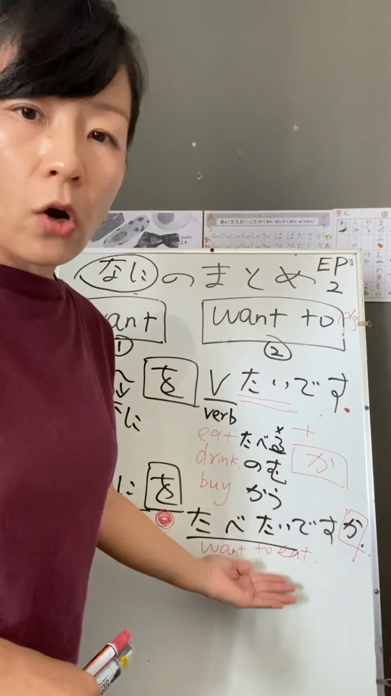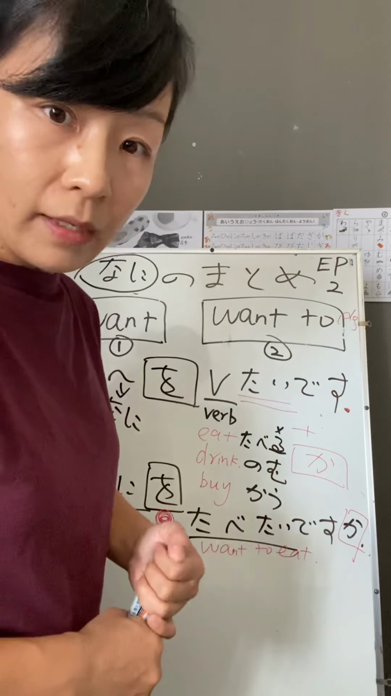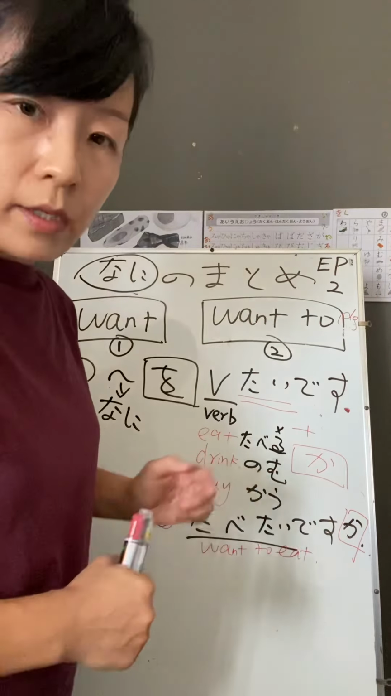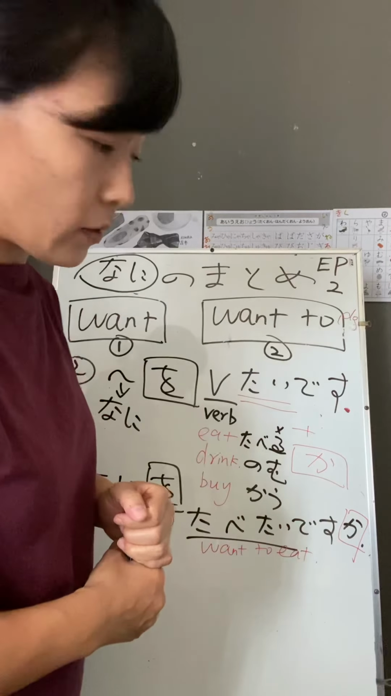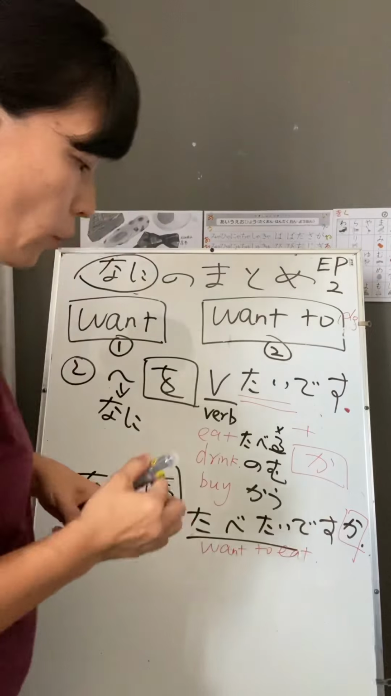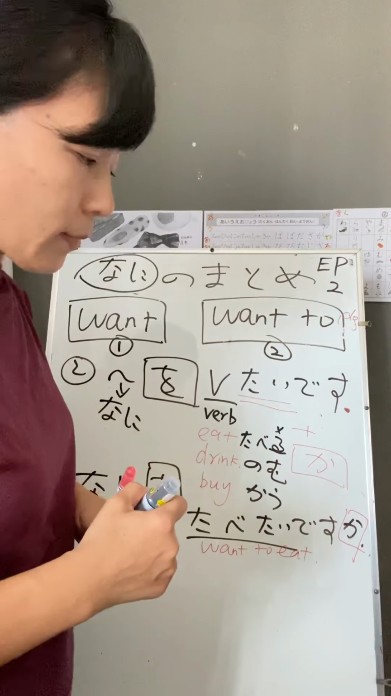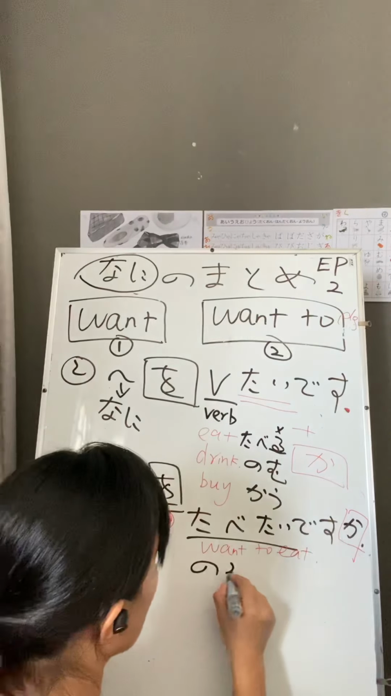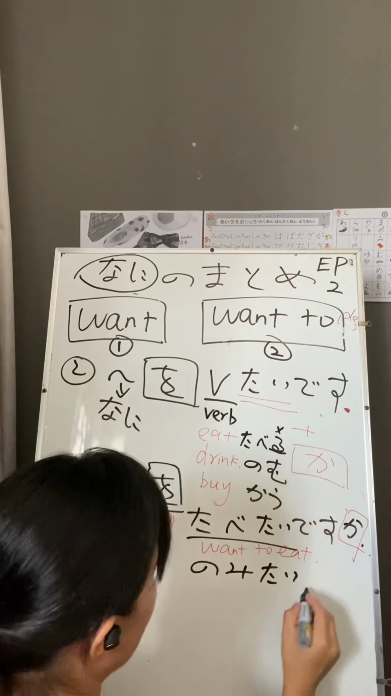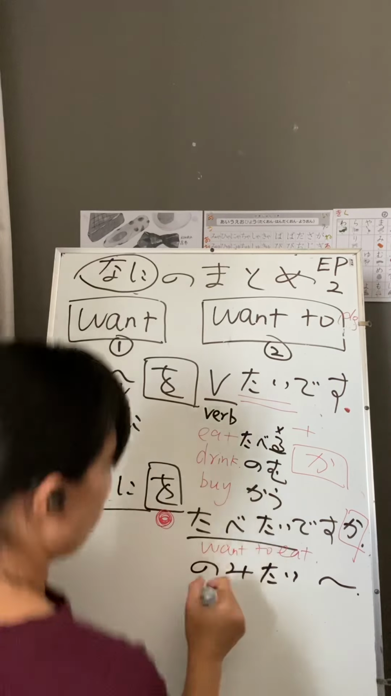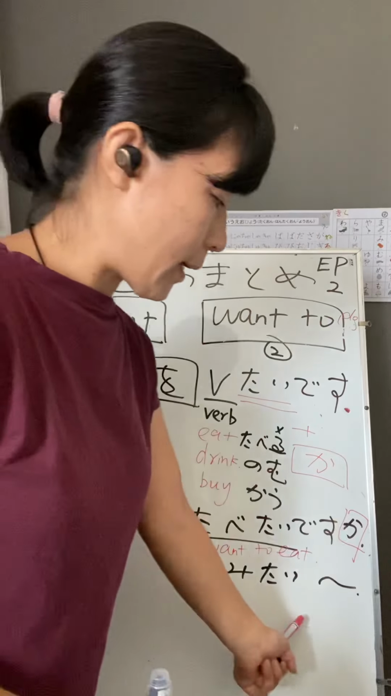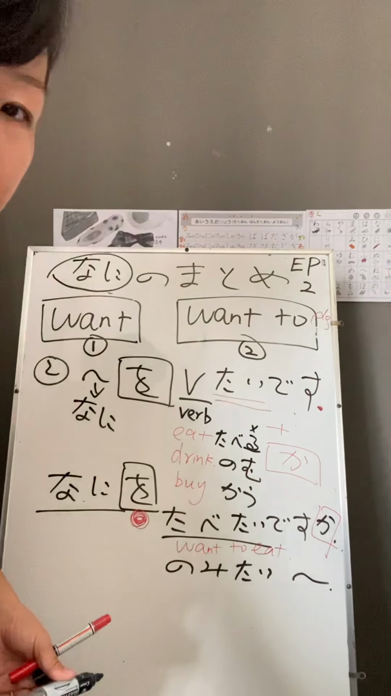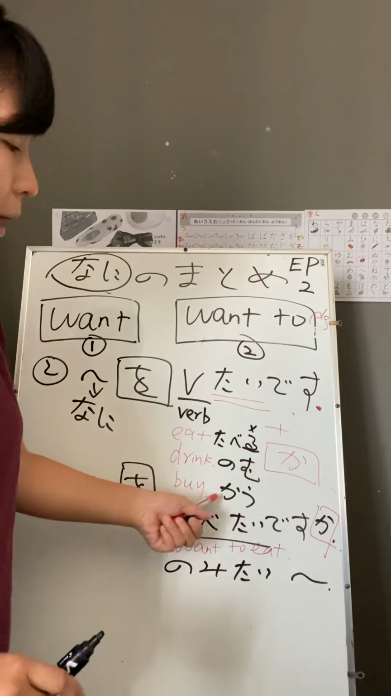Remember the verb is always behind in the Japanese sentence pattern. Alright, how about drink? 飲む. Do you remember the ます form? 飲みます. If we want to change to the たい form, 何を飲みたいですか? What do you want to drink? And for example, buy, what do you want to buy?